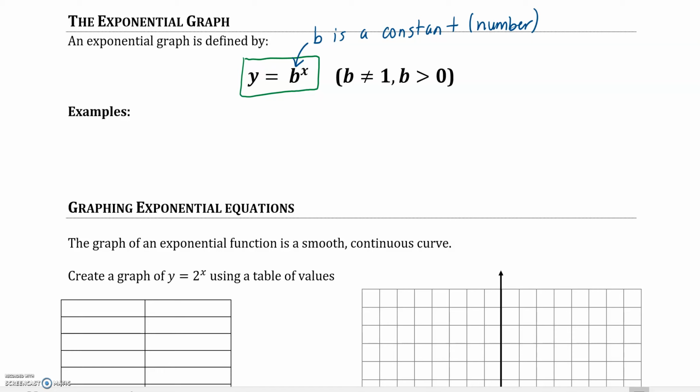Here are some examples of exponential graphs. We have y is equal to 3 to the power of x, where b would be equal to 3, and we have our exponent variable x. Y is equal to 1/2 to the power of x. So again, our b value, our base, is 1/2, which satisfies the requirements that it's not equal to 1 and it is greater than 0. And we could also have a constant such as pi to the power of x, or the square root of 46 to the power of x.